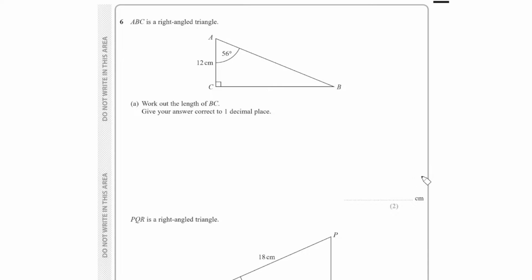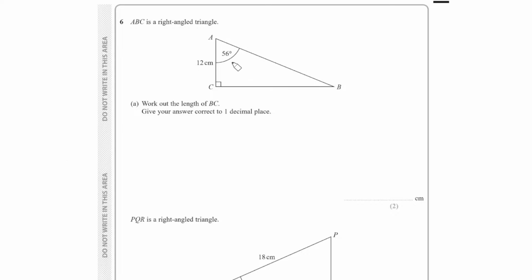Question 6, obviously now we've got some basic trig, which I don't think came up in paper 1, did it? So as far as I'm aware, I don't think it came up. So we might be looking at getting something like this in your actual exam for paper 2 or paper 3. So ABC is a right angled triangle. Work out the length of BC, so this base one here, obviously to 1 decimal place.